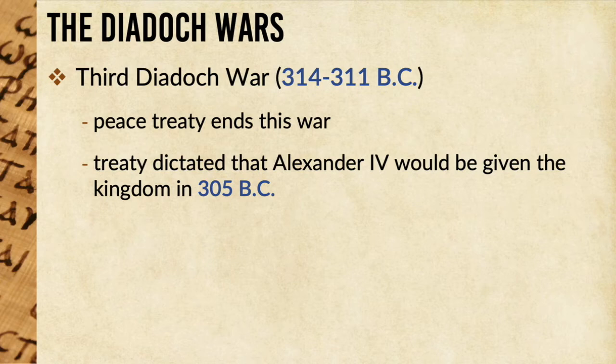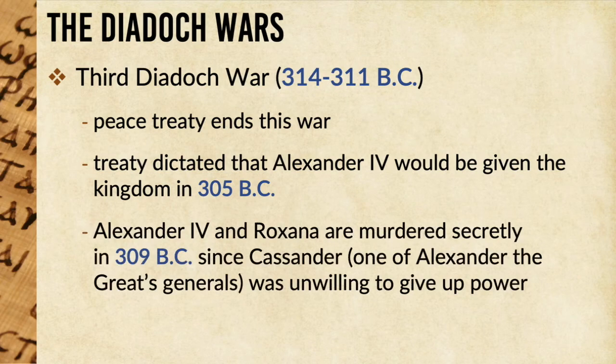Now, what ends up happening is that in 309 BC, Alexander IV, the fellow who was supposed to get the throne, and Roxana, his mother, are murdered secretly because Cassander, one of Alexander the Great's generals, was simply unwilling to give up power. He's got a lot of power. He understands that in 305, Alexander IV is going to get the throne, and he's not going to have the power that he's had up till now. So we're going to solve that. We're going to murder Alexander IV and Roxana in a secret way before this even becomes an issue. Well, you can imagine that that's not going to set very well among the successors.